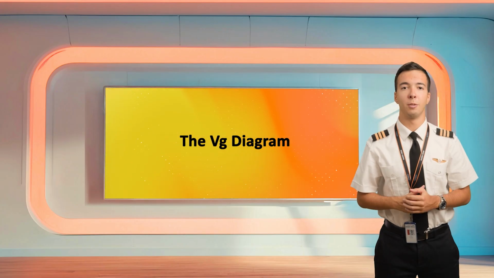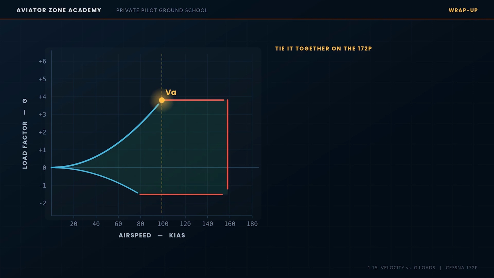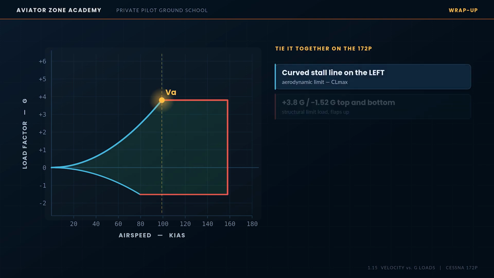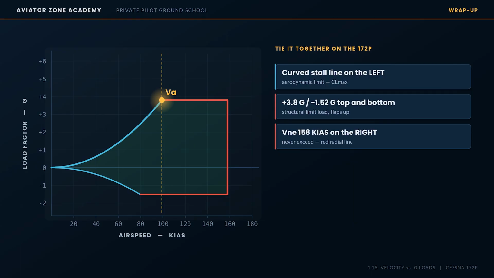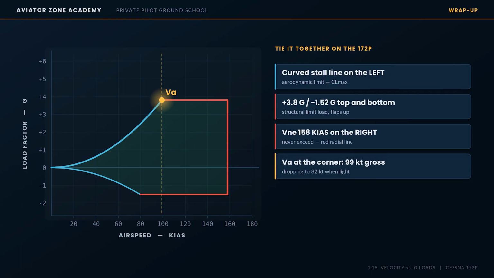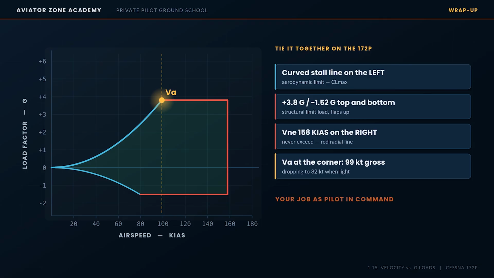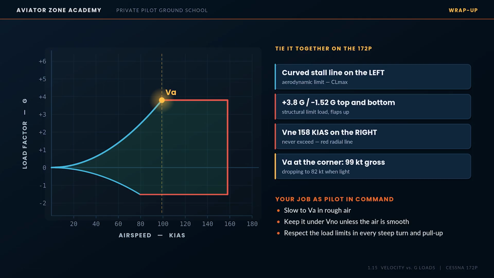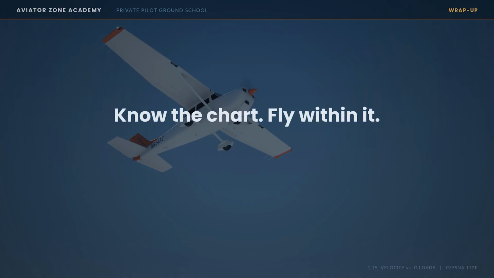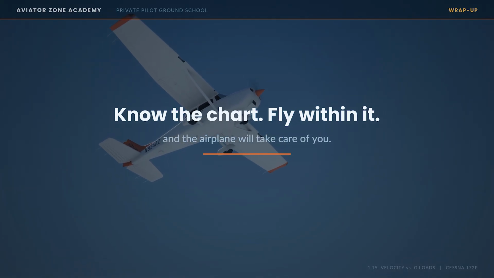So let's tie it all together. On the 172 Papa, the VG diagram is your airplane's operating envelope. The curved stall line on the left, structural limits of plus 3.8 and minus 1.52 on the top and bottom, a VNE of 158 knots on the right, and maneuvering speed at the corner. 99 knots at gross drops to 82 when you're light. Your job as a pilot in command is to stay inside that box. Slow to VA in rough air, keep it under VNO unless the air is smooth, and respect the load limits in every steep turn and pull up. Know the chart, fly within it, and the airplane will take care of you.